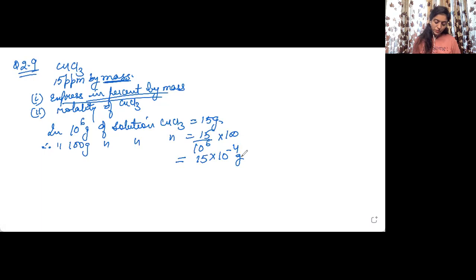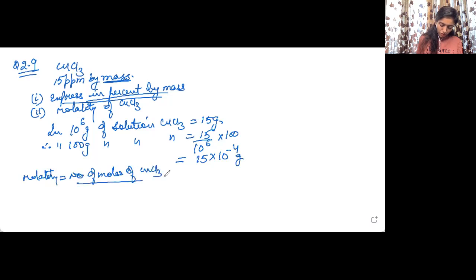Now, the second part, we need to find out the molality. So molality, first of all, write the formula. Number of moles of chloroform upon mass of solvent in gram multiplied by 1000. Okay. Number of moles of chloroform.